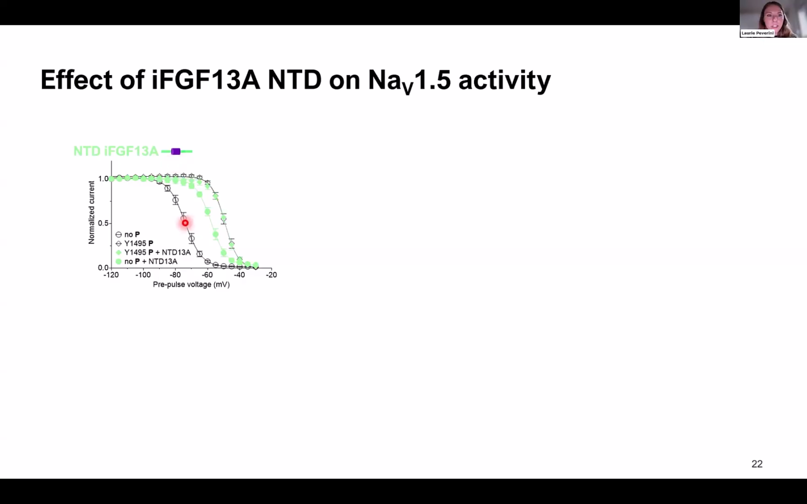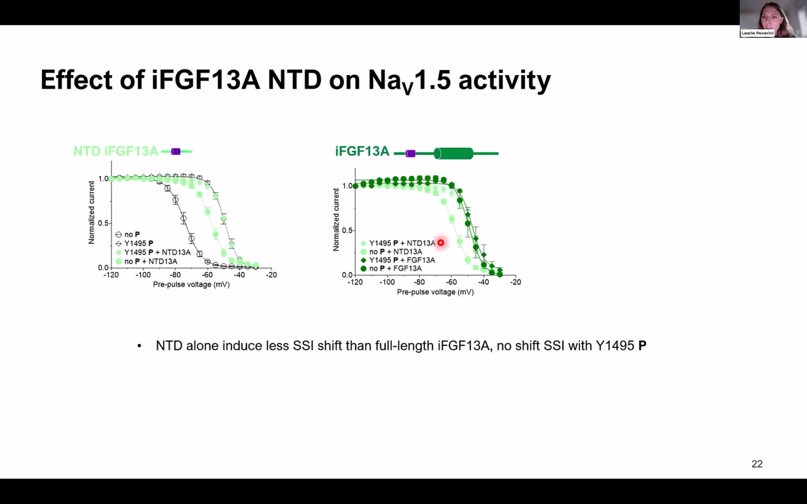This again reveals a shift in the steady-state inactivation properties on the non-phosphorylated construct and no further shift on the phosphorylated construct. The extent of the shift on the non-phosphorylated construct is smaller than when we co-express the full-length FGF13A. So it seems that the N-terminal domain cannot shift as much as the full-length FGF13A. Then we looked at the late current, and this time the N-terminal domain of FGF13A was not able to reduce the late current.